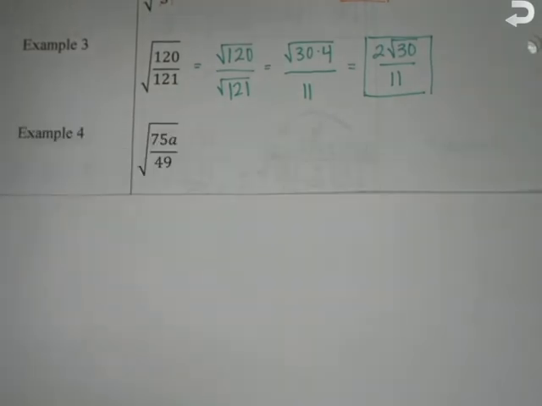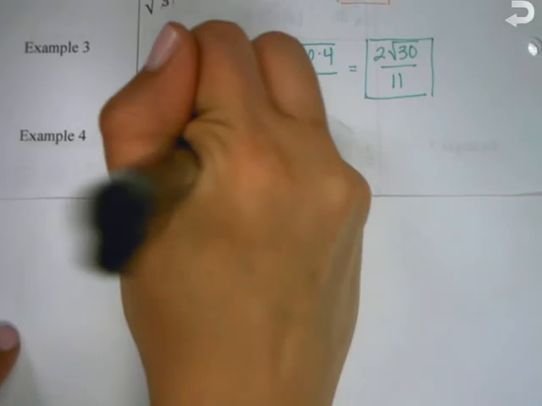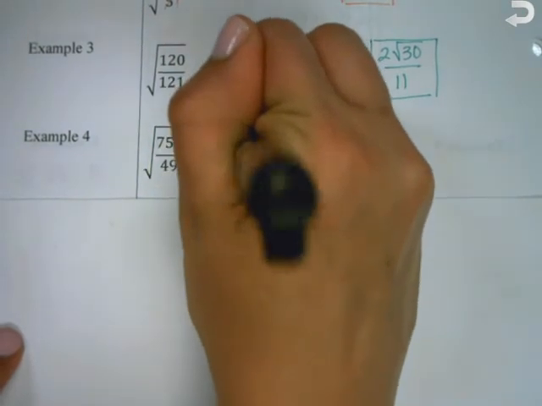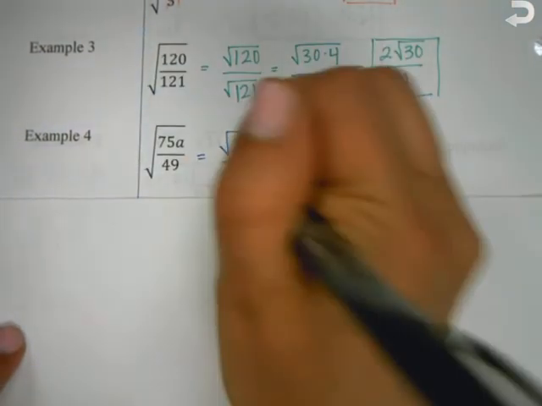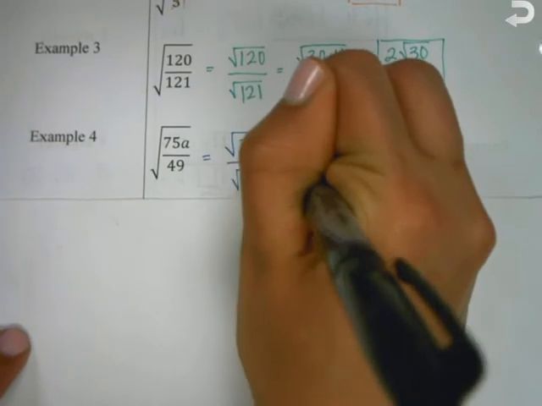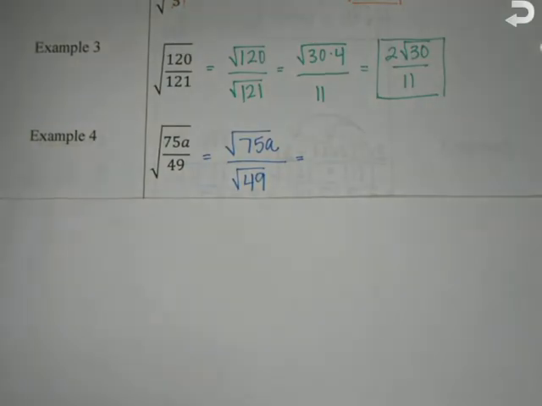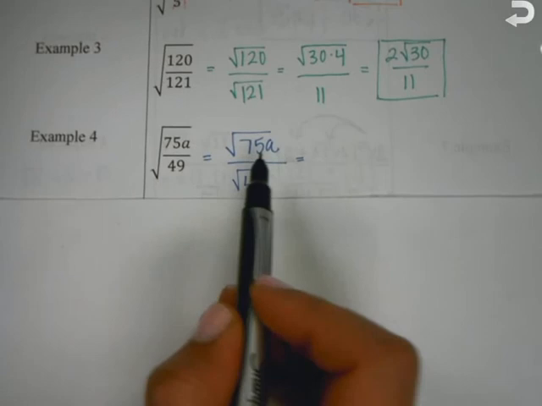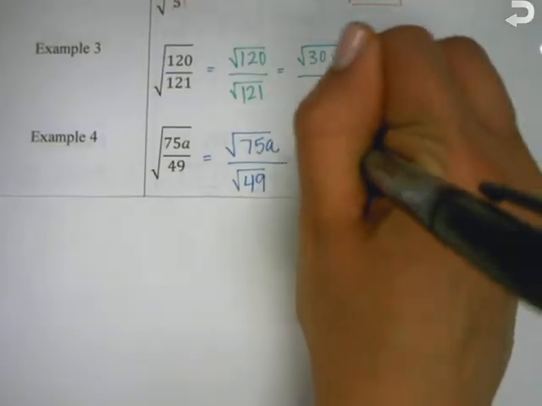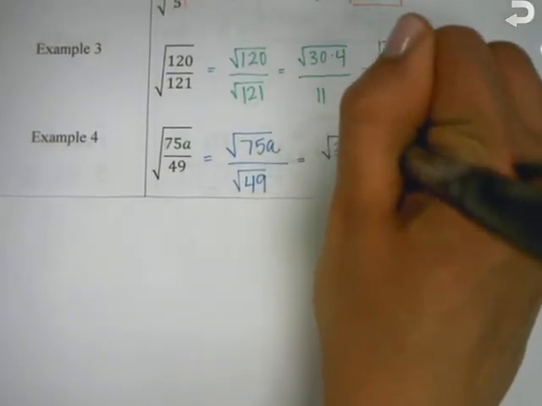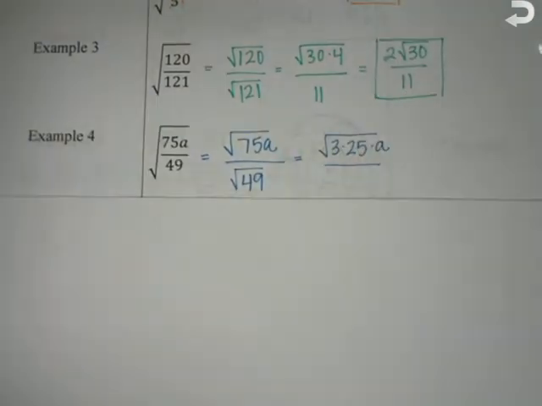Root 75a. Can I reduce that at all? I'm going to go with no. So let's break it up. Square root of 75a over square root of 49. Okay, does square root of 75 break down? Yeah. What does it break down to? 25 and 3. So this is 3 times 25 times a all over square root of 49. 7.